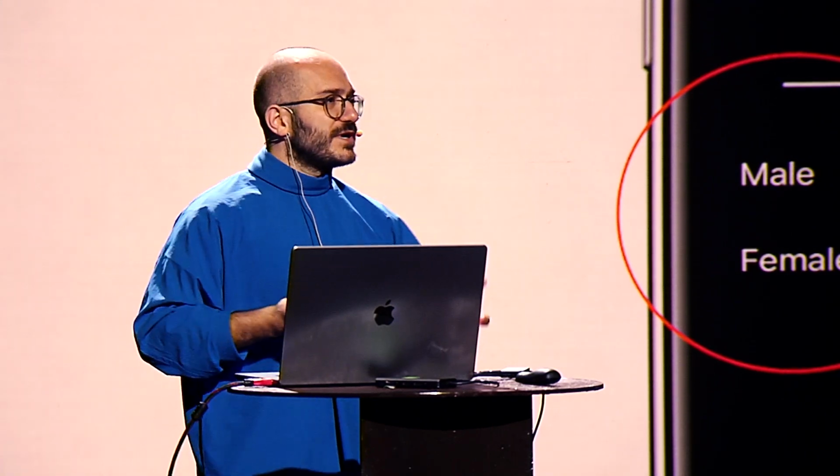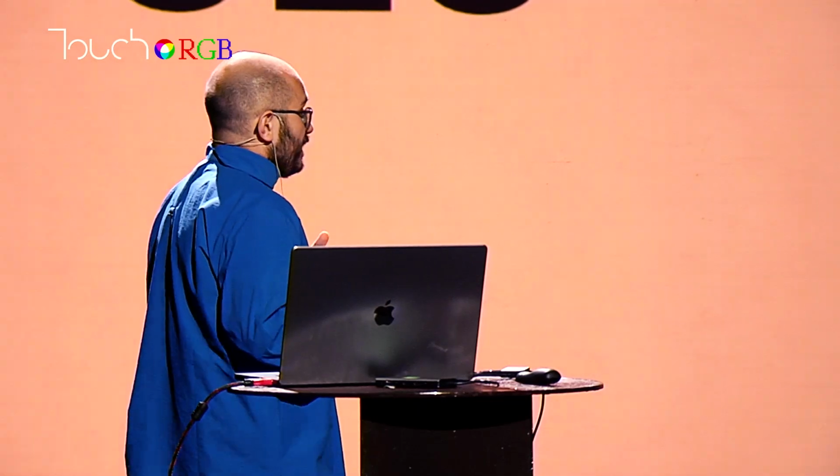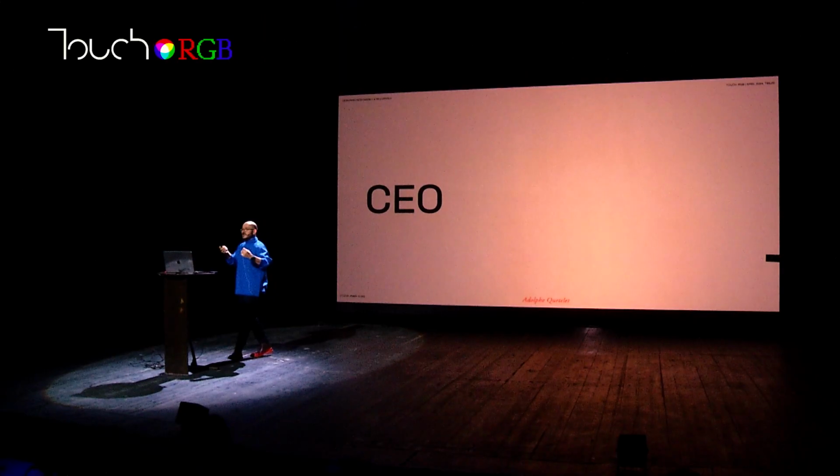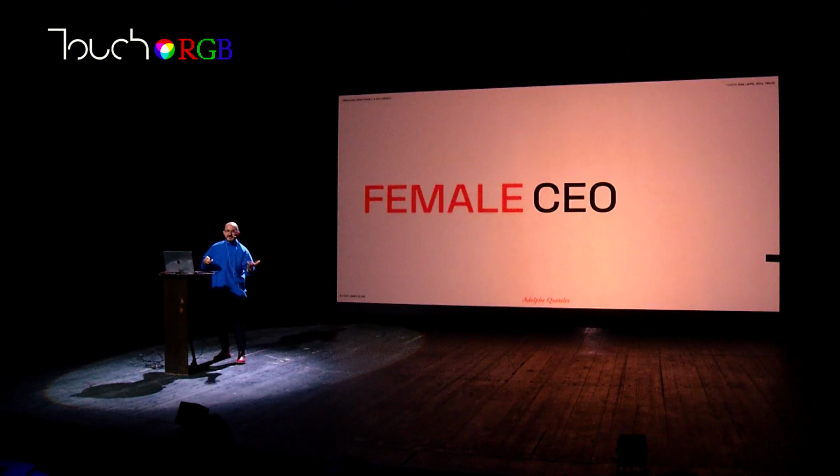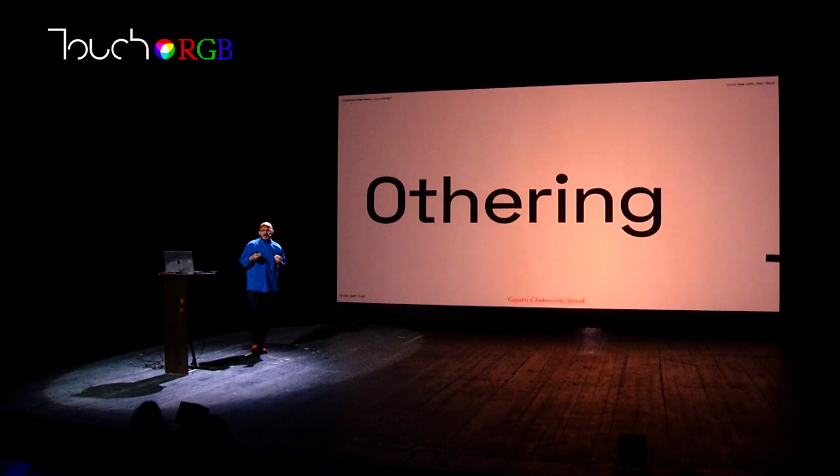We live in a world where still sometimes, this is subjective, we say CEO, I don't know how many of you think about a male, how many people think about a female. We still live in a world where we have to say a female CEO. So this term of othering has something like a superiority from one team to another or one group of people to another. And that's something rarely designers think of because we're so solution-focused.